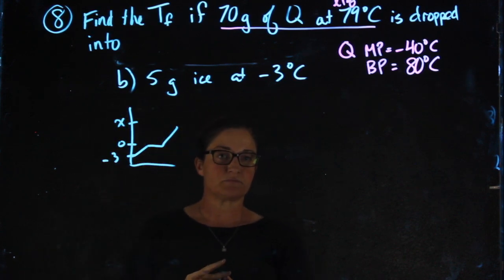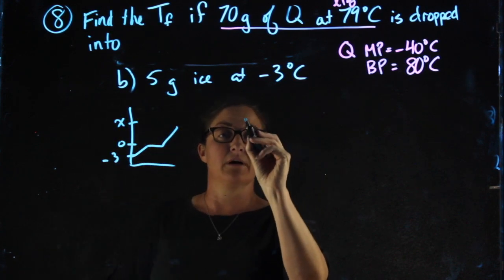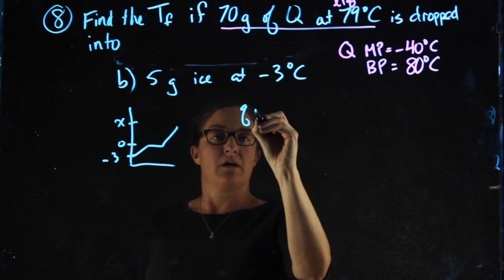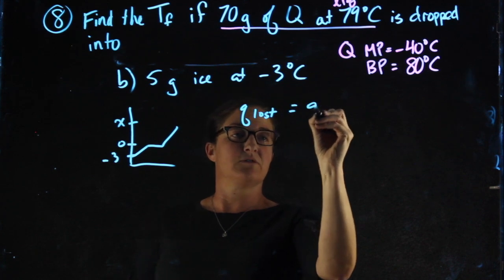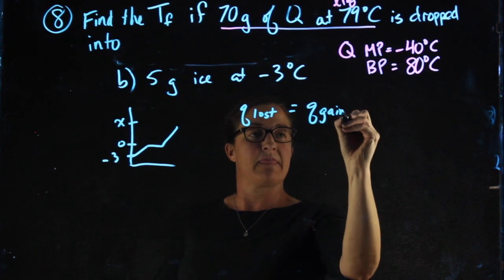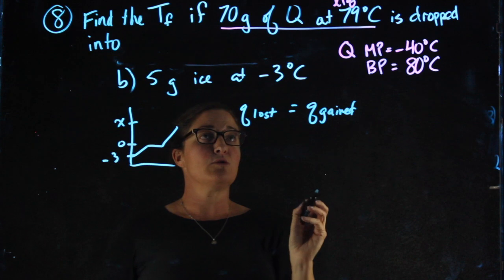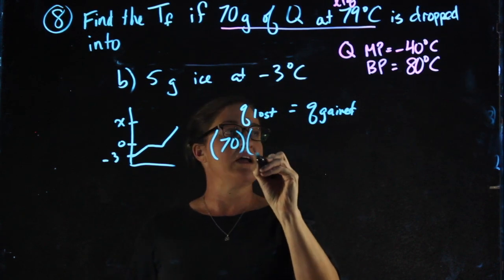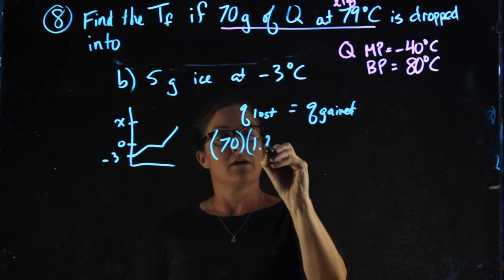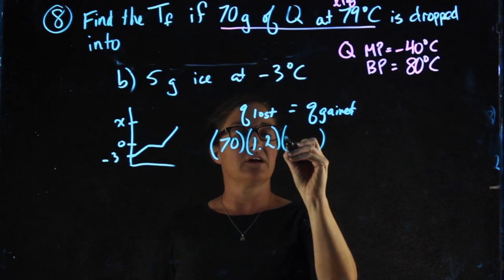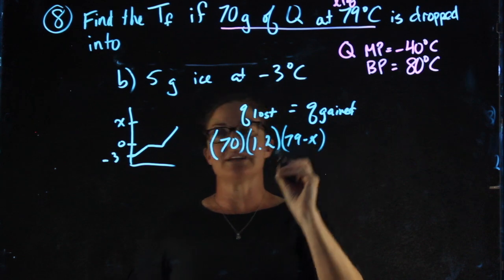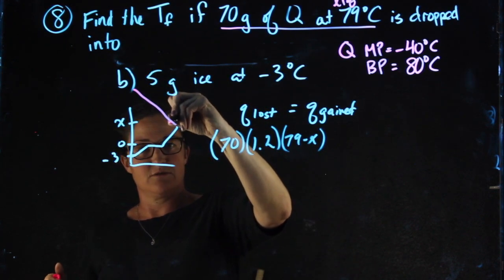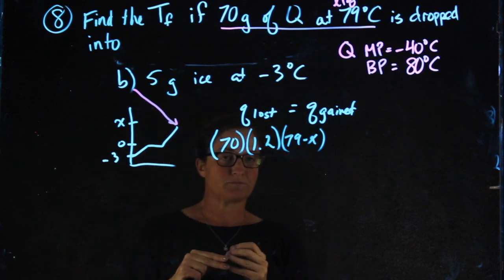we get to X. So in this problem, when I have Q, the heat lost equaling the heat gained, my Q term doesn't change. I'm still starting with 70 grams of Q. It's still a liquid, and it's still going to start at 79 and cool down to X, much like in the last problem. If you want to put it on your heating curve, it's doing something like that where they meet.